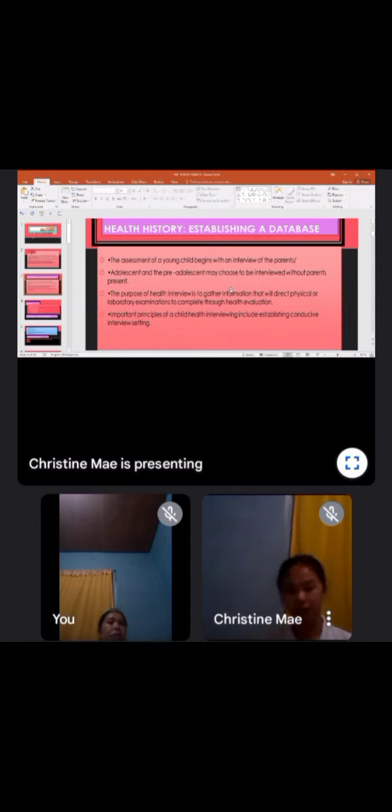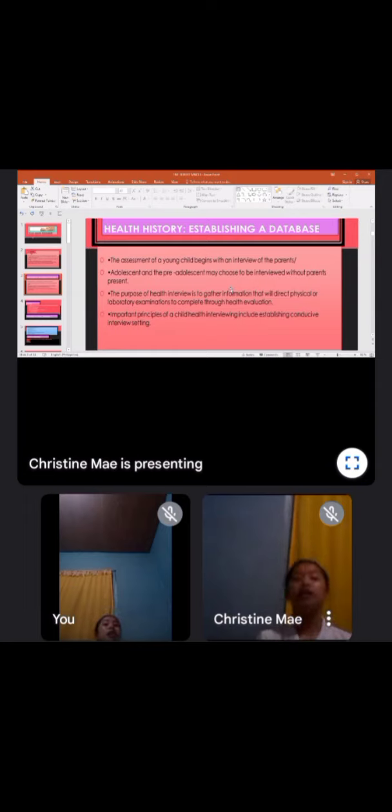Interview rather. The third is the purpose of health interview is to gather information that will direct physical or laboratory examinations to complete the health evaluation. So, ang purpose sa health interview is nagagather sila og more informations and also direct na physical or laboratory examinations para makompleto ang health evaluation, the way we conduct health interviews like in our community.